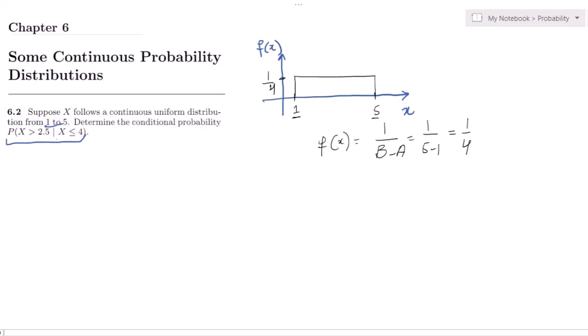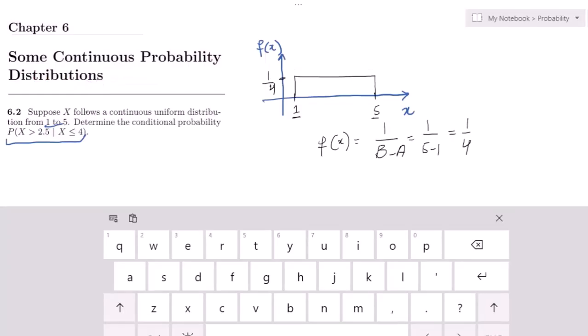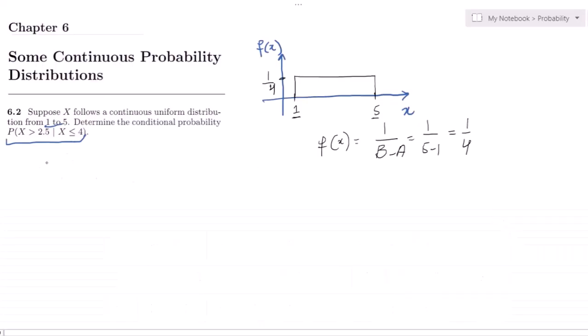Now on the basis of it, this is the conditional probability, but we can follow two methods to solve this question. Let me solve it by using the first method, method number 1. In that method, I have to use the probability that x is greater than 2.5 given that x is less than 4.